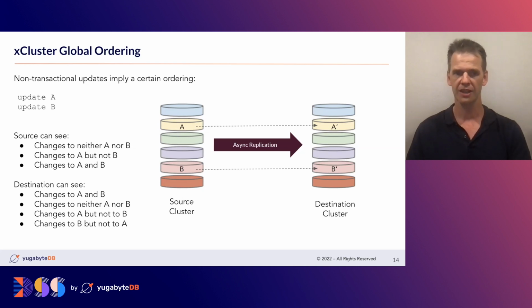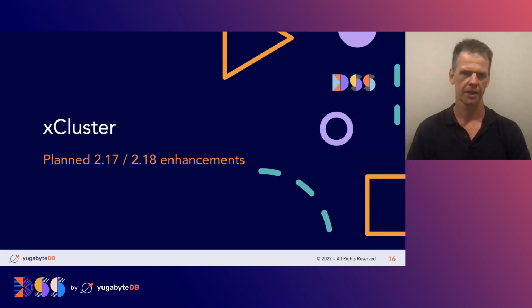The destination cluster, however, has again the same possibilities. It can see A and B, not A and not B, but it's entirely possible that A has been written to the source cluster but hasn't been replicated across, but B then gets written to the source cluster and gets transmitted across first. The vagaries of networks allow you to have that sort of chaos in there. So that means it's possible on that destination to see the record B before you see record A. So it's a concept we call global ordering. So let's look at what's coming down the pipeline to enhance that.